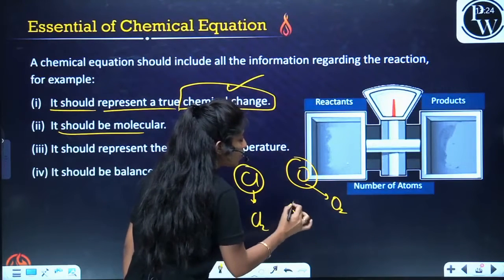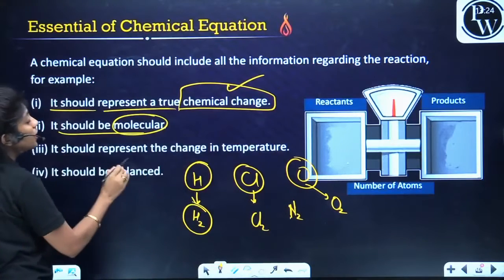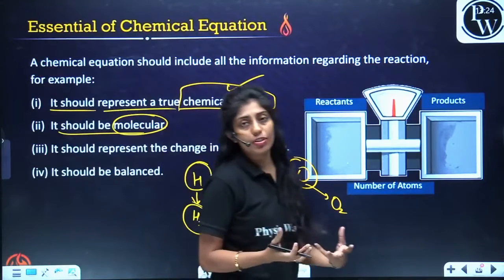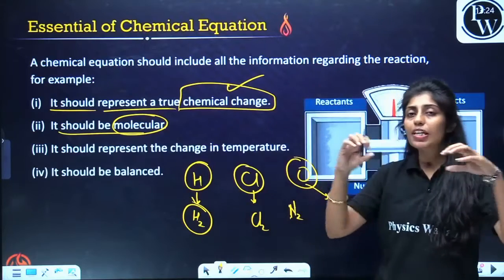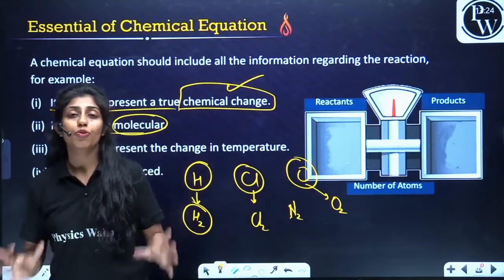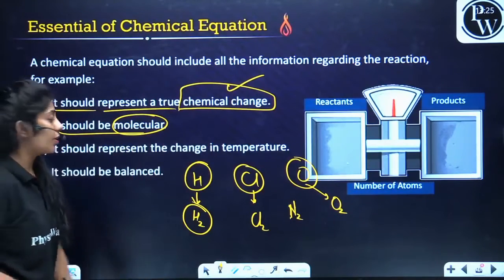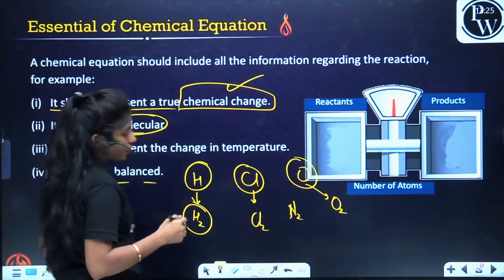So this is what I mean by molecular. Great. It should represent a change in the temperature. So if the chemical equation is written, it should be more informative. If there is any change in the temperature, it should be mentioned. Next we have, it should be balanced, of course.